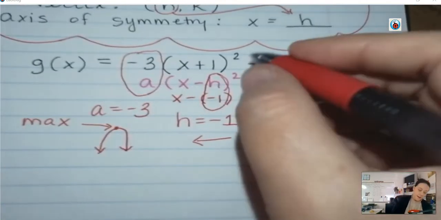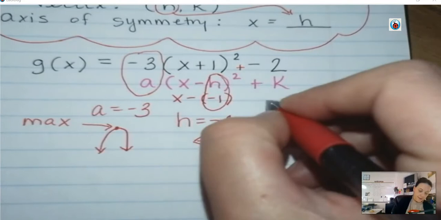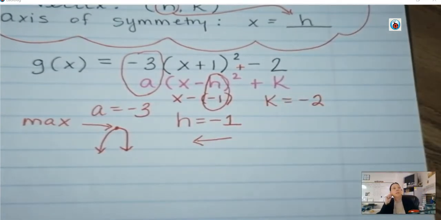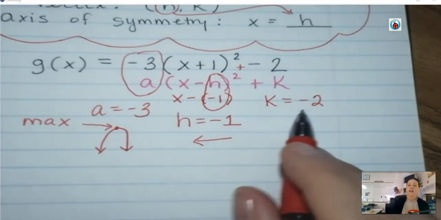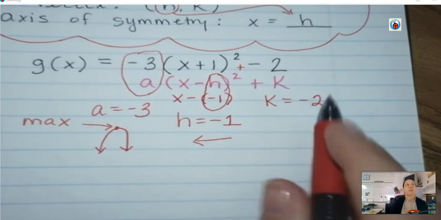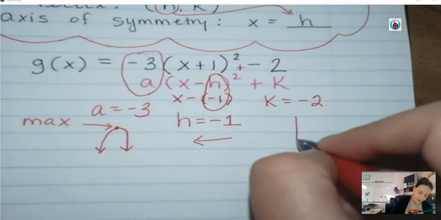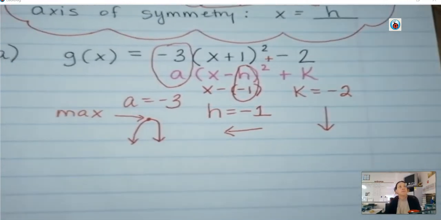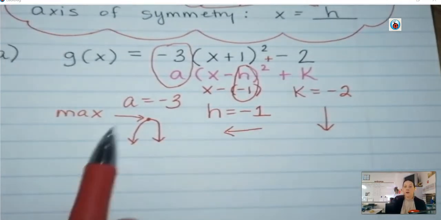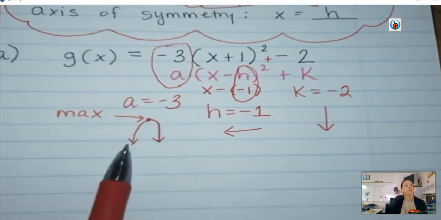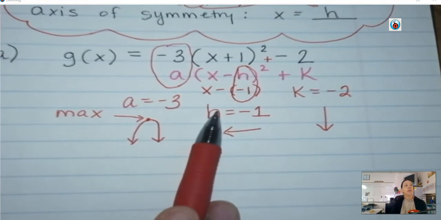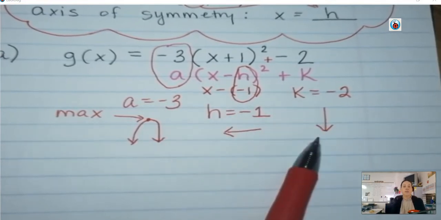And then finally, this is really plus -2, so k is really -2, because -2 is the same as plus -2. The k value tells me if I'm going up or down. So since it's -2, I'm going to shift the graph 2 units down. So just from vertex form, I know that the graph is going to go down. It's going to have a maximum value. It's going to move 1 unit to the left and 2 units down.